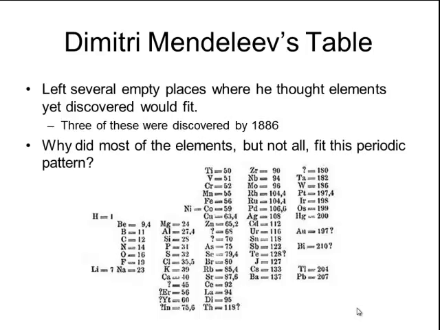The only problem with his table is that most of the elements fit in this arrangement by atomic mass, but not all of them. There were some elements that seemed out of place. For example, iodine has a mass of 127, but in order to make it fit with bromine and chlorine and fluorine, which it has similar properties to, he had to put it out of order, and he had to put tellurium above it with 128, and then 127. And he knew that that seemed off, but that's where it fit best in his table.